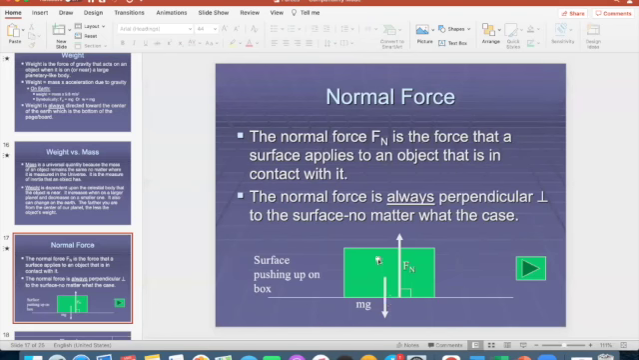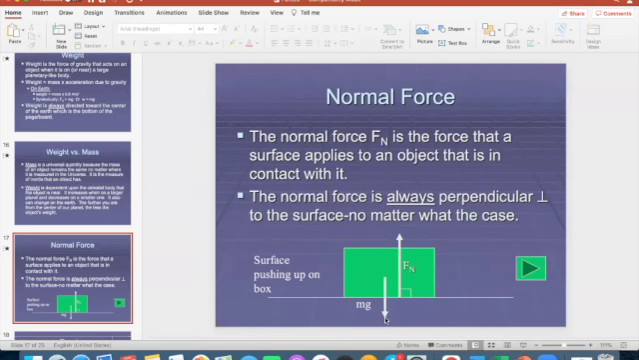So if we set a box on the ground, the ground is applying a force to the box, or else the box would just keep on going downward and downward and downward. So the normal force is always perpendicular to the surface, no matter what the surface is.